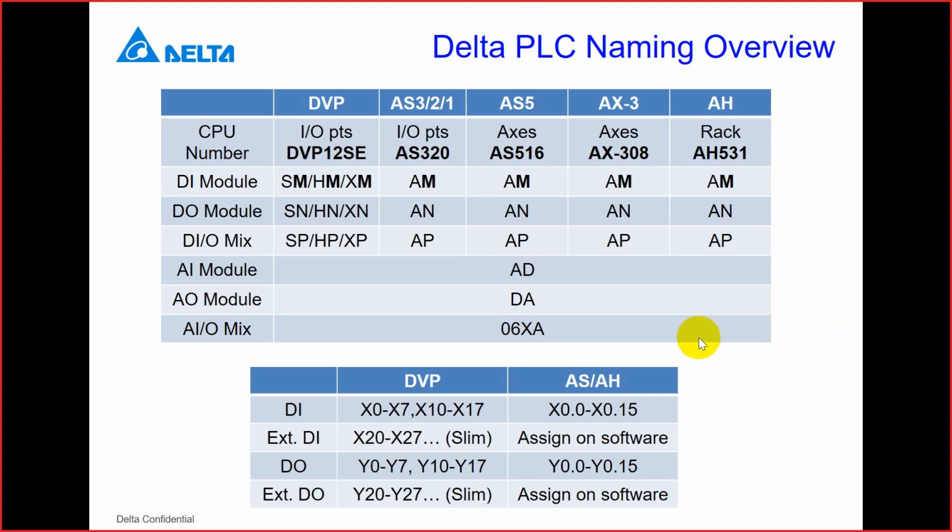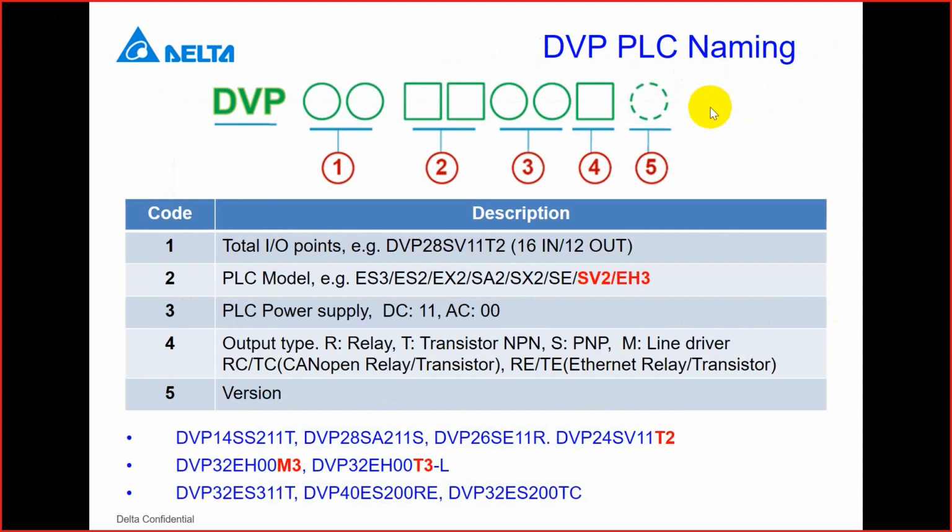We continue. So this one is talking about the naming rule. For the following pages, I will just repeat this one but highlight some points. This one, I think you already know. The first one, number one, is based on the I/O point.